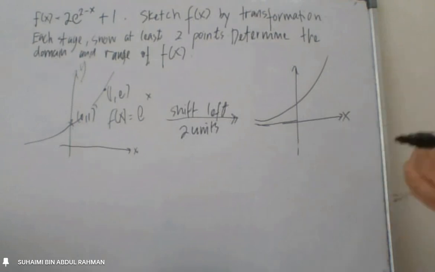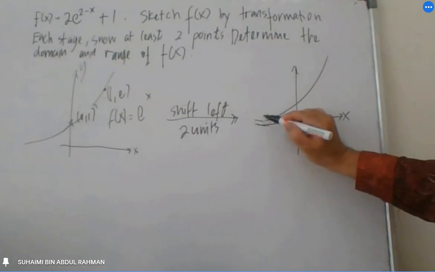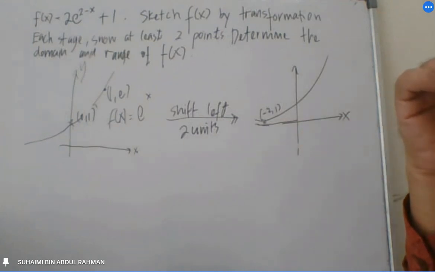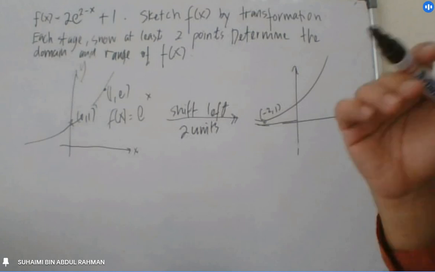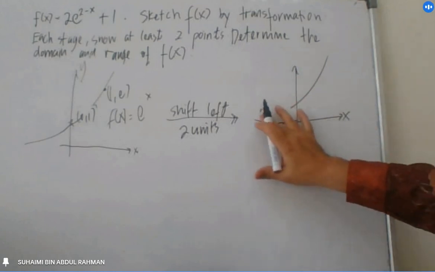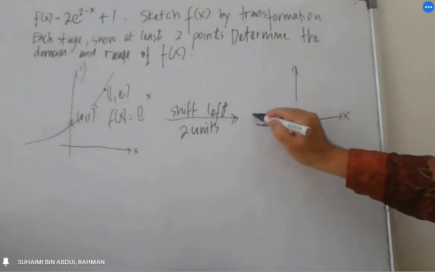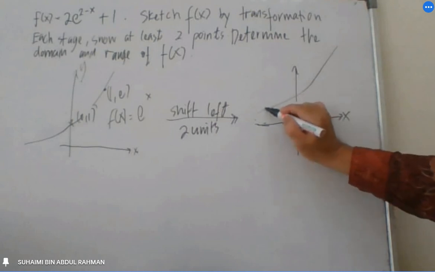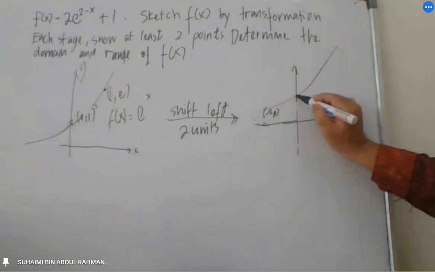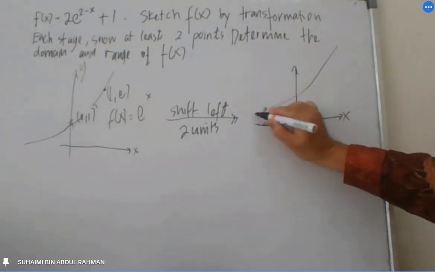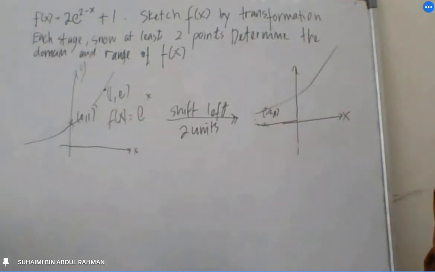Negative 2, 1. Negative 2 for x and also 1 for y. So it's like that. Minus 2, 1. The original point is 0, 1.